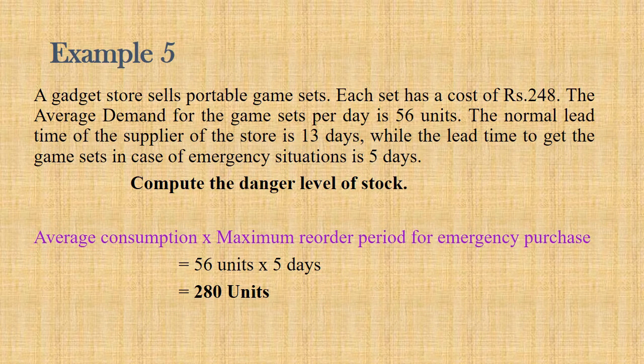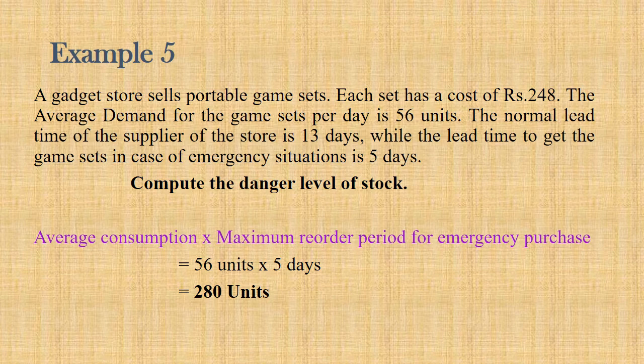Looking into this example, a gadget store sells portable game sets. Each set has a cost of rupees 248. The average demand for the game set per day is 56 units. The normal lead time of the supplier of the store is 13 days, while the lead time to get the game sets in case of emergency situations is 5 days. Compute the danger level of stock.